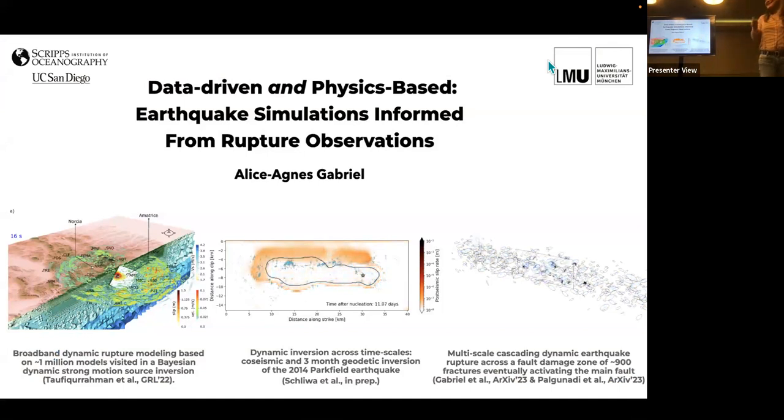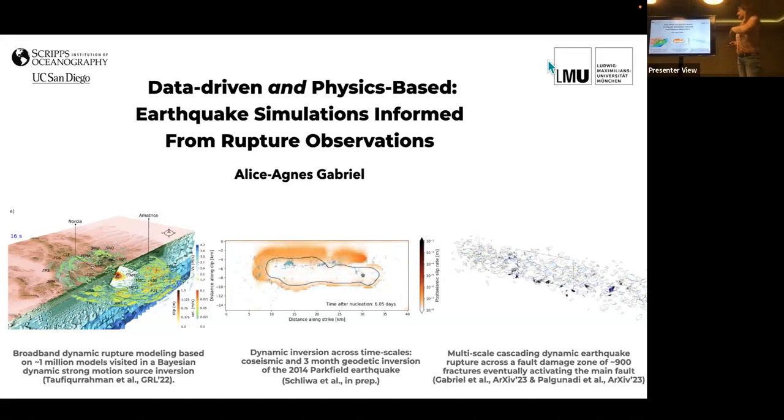I will talk about data-driven and physics-based earthquake simulations informed from rupture observations. And the key message of this talk will be that data-driven and physics-based don't have to be mutually exclusive. I will go through a couple of examples of recent work that's hopefully illustrating the science questions that we could answer with the RuFZO. And I have a couple of examples that will pop out throughout the talk already on the title slide. This is a little teaser.